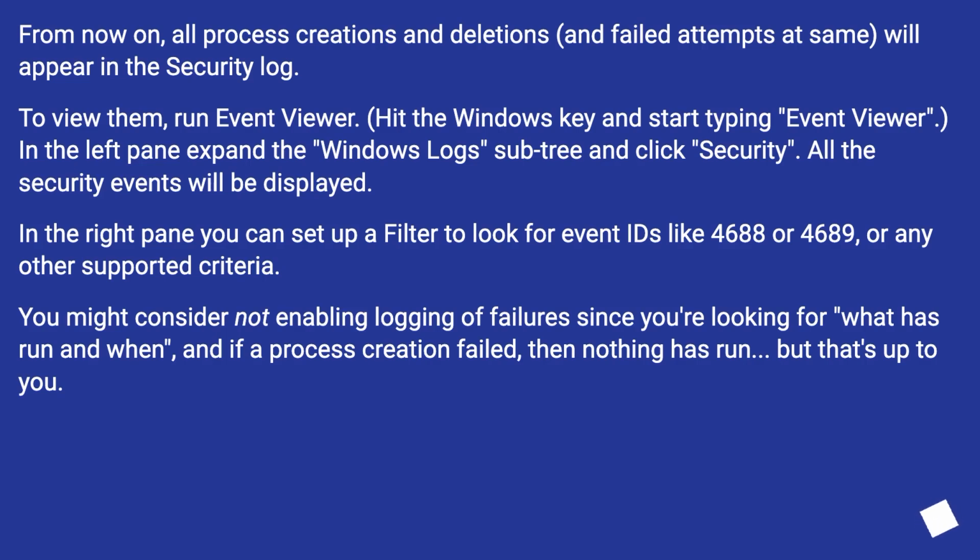In the right pane, you can set up a filter to look for event IDs like 4688 or 4689, or any other supported criteria. You might consider not enabling logging of failures since you're looking for what has run and when, and if a process creation failed, then nothing has run. But that's up to you.